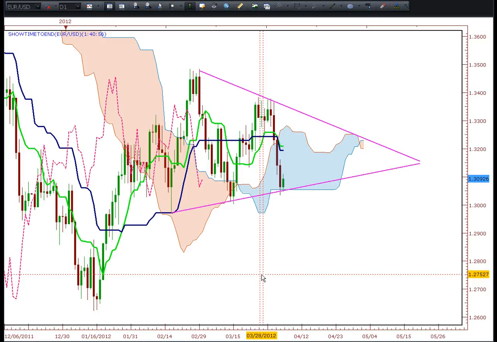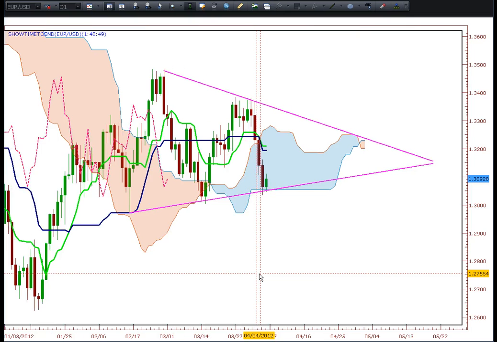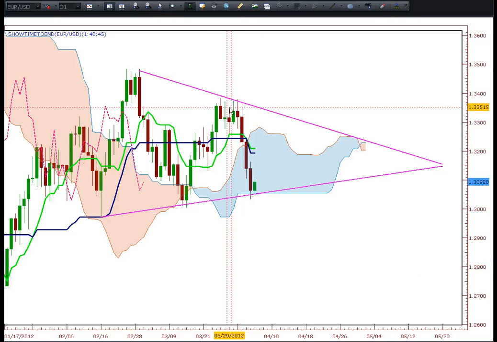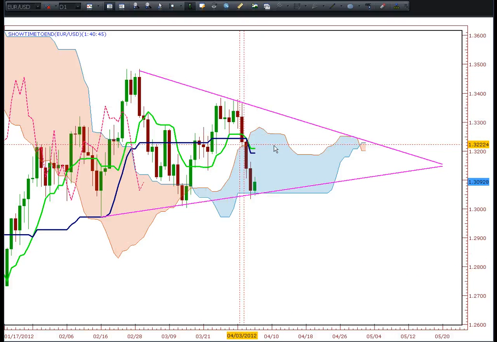I want to take time to do some analysis of the Euro US dollar and see what I see with the Ichimoku system. Right now the chart doesn't look real pretty, so I don't see a lot of opportunities here, but there are two main things that I see with this chart.